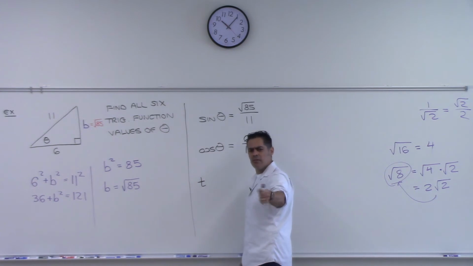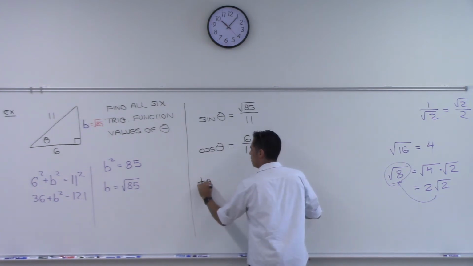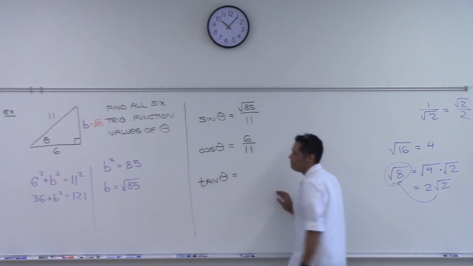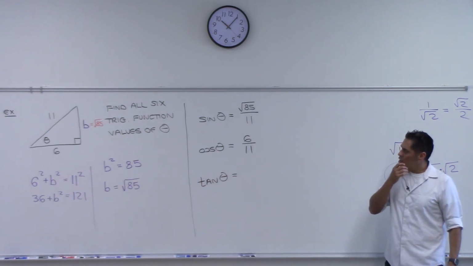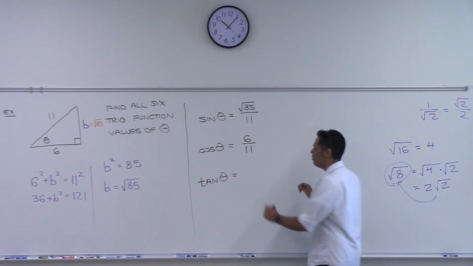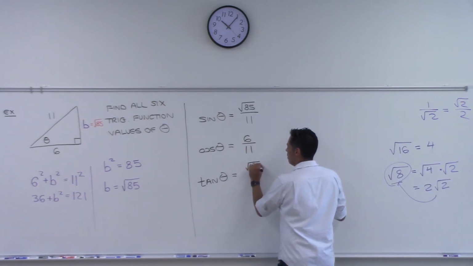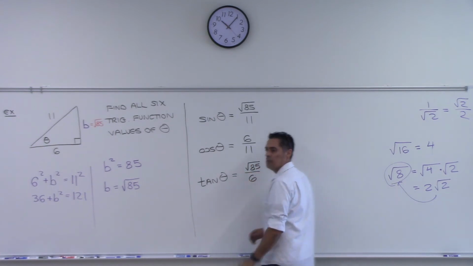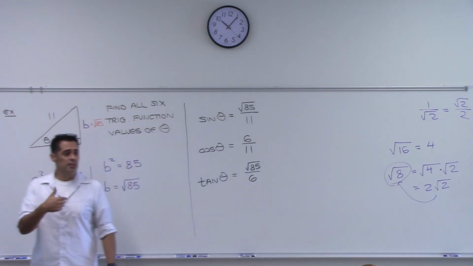All right. Middle table, middle. Did I ask? I haven't called on you too. No? You want this one? Tangent theta? TOA. SOHCAHTOA. Root 85 over 6. There you go. Everyone understand where these are coming from?